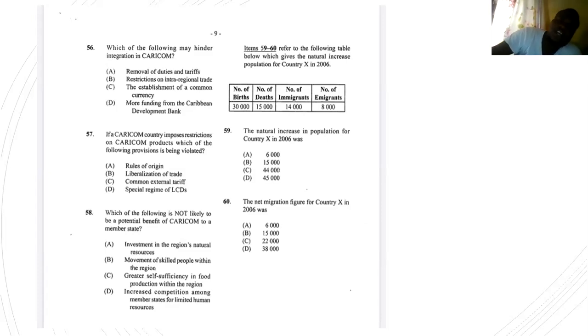Now, the net migration figure for country X in 2006 is the number of emigrants minus from the number of immigrants. So number of immigrants is 14,000, number of emigrants is 8,000. 14,000 minus 8,000, you are left with 6,000. So 60 is A, 6,000.